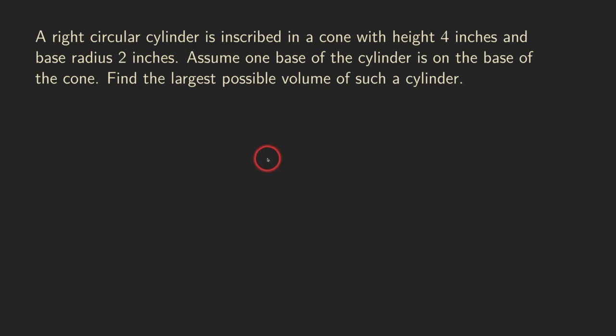Hello everyone, let's talk about an optimization problem today. We have a right circular cylinder that's inscribed in a cone with height 4 inches and base radius 2 inches. And we are going to assume that one of the bases of the cylinder is on the base of the cone. And we want to find the largest possible volume of such a cylinder.